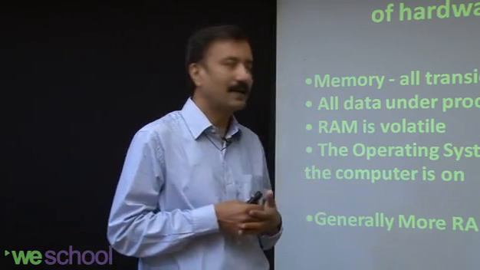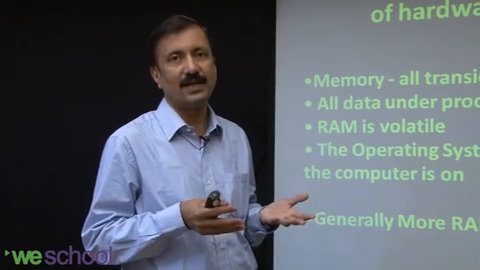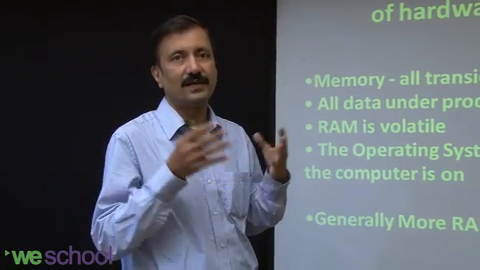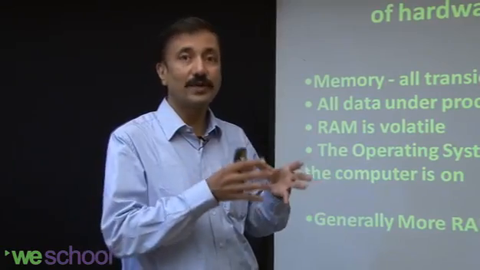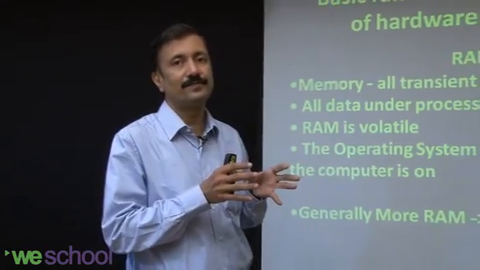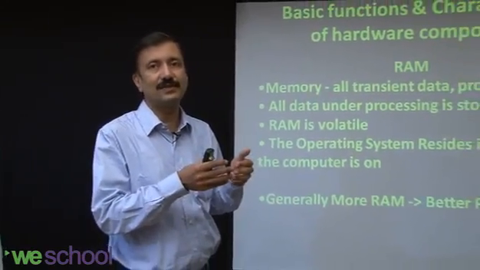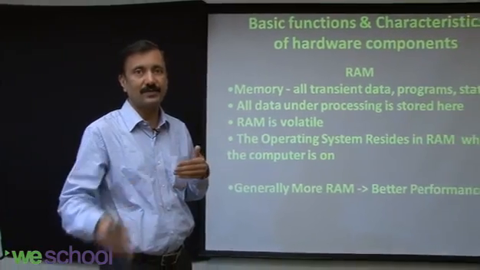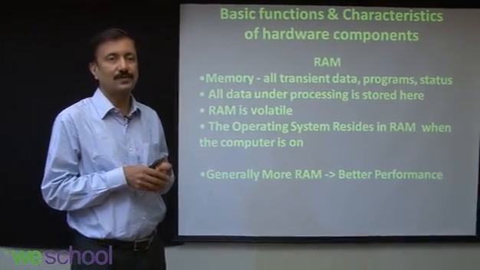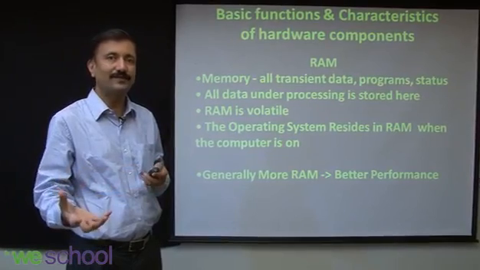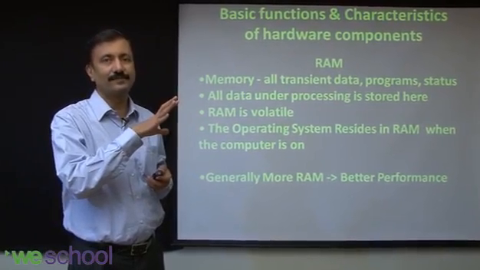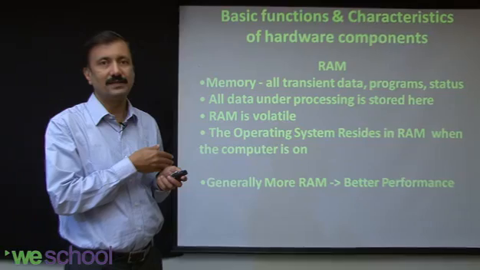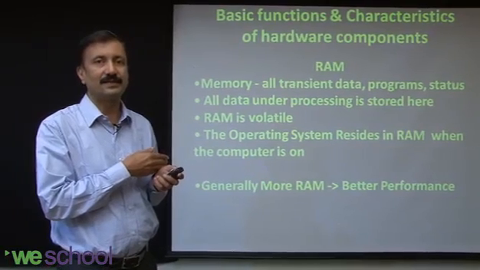Generally speaking, more RAM implies more performance. And why? Because if you have larger memory, you could have more data stored in the RAM. Therefore, the CPU gets access to information faster compared to reading from disk, for example. So what I would typically do is pre-read information and store it in the RAM and make it available readily to the CPU as and when it needs it.